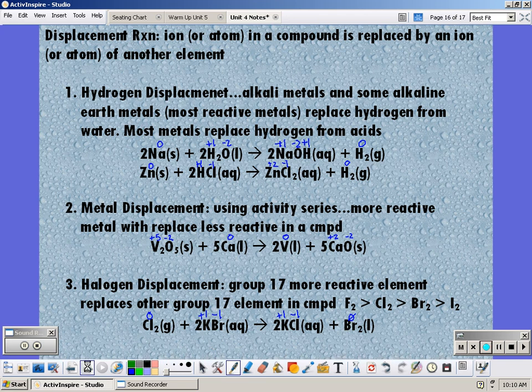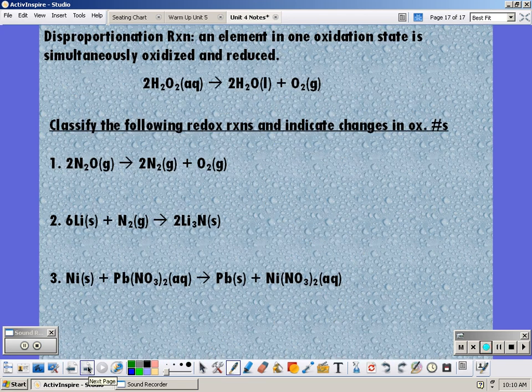Finally, the disproportionation reaction: the element in one oxidation state is both being oxidized and reduced. Hydrogen peroxide is the classic example. Hydrogen is a +1 and oxygen is a -1 when it's a peroxide. But when it's in water, it's a -2. The hydrogen will remain +1. And then oxygen by itself is 0. So here we have oxygen being both reduced and oxidized.